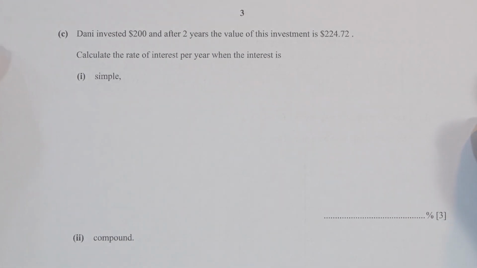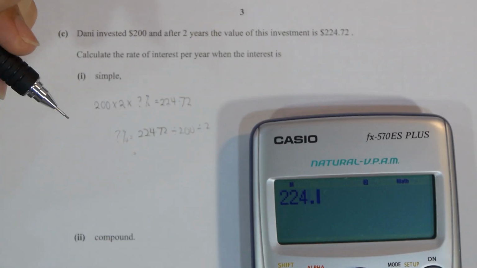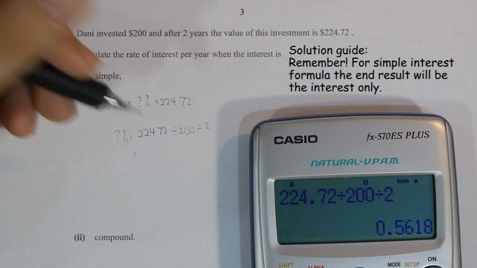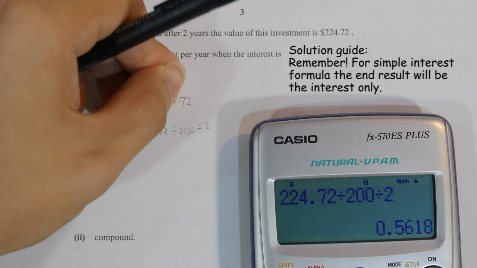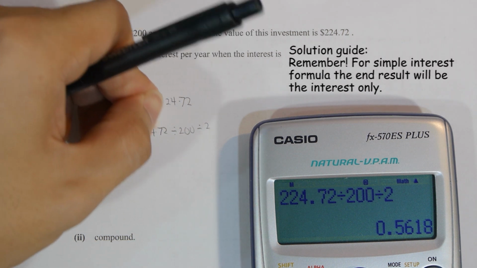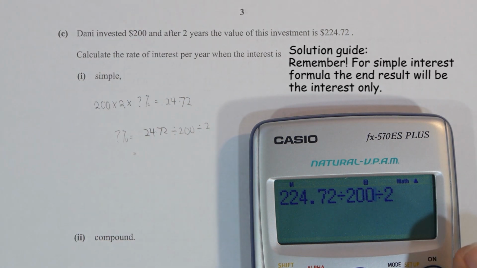As for the next question, the thing to take note of here is that for simple interest, if you were to run the calculation, your final result will turn out to be interest only. So you are required to take out the 200 from 224.72. By doing so, you'll be able to identify the interest is actually 6.18%.